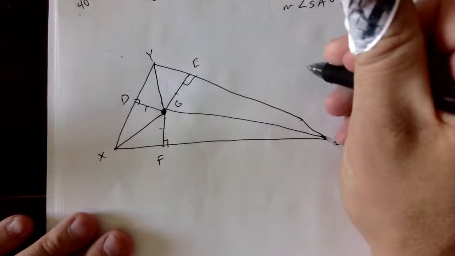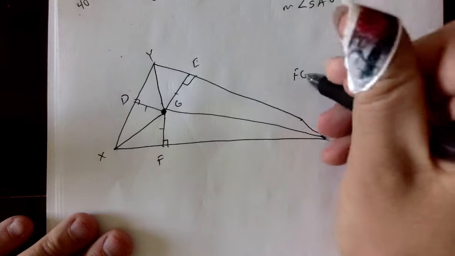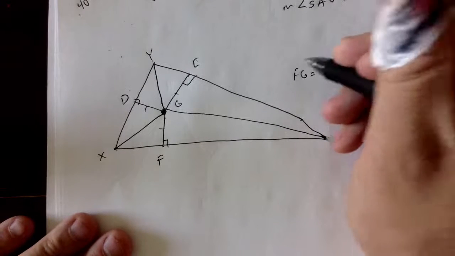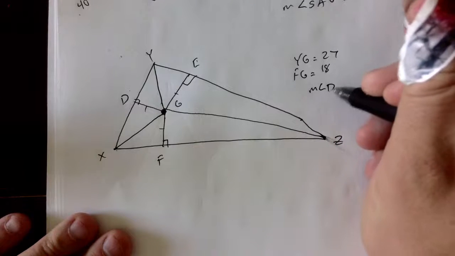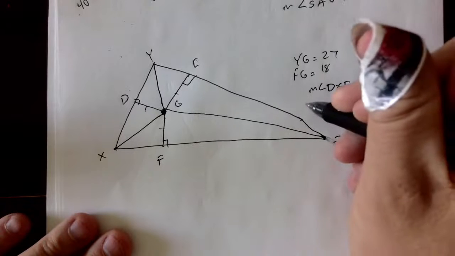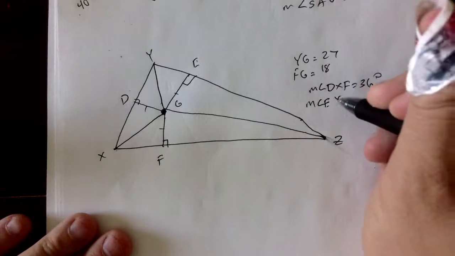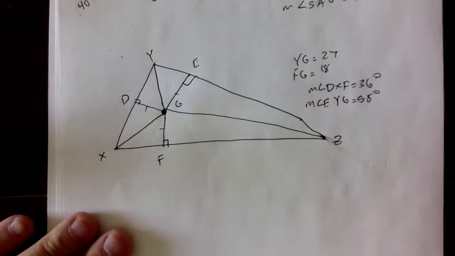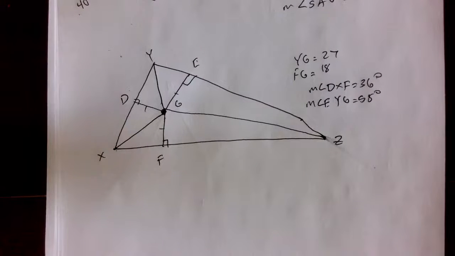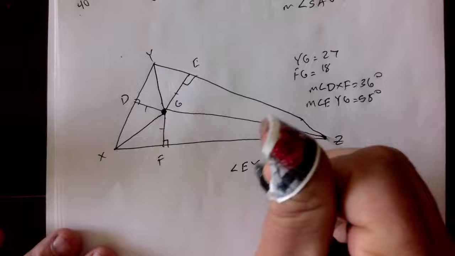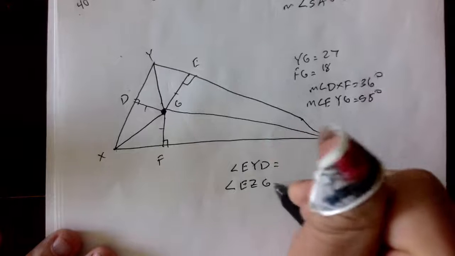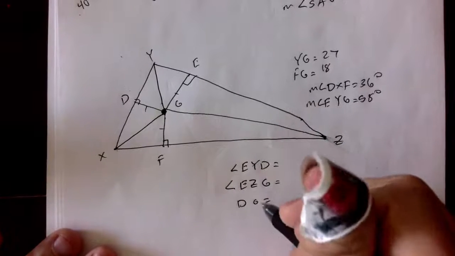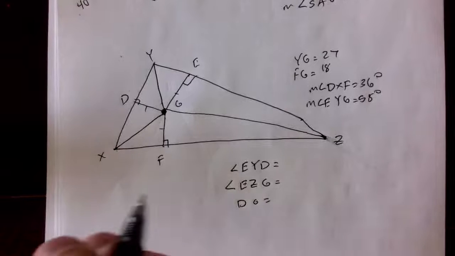Alright, they tell us that FG equals 18, YG equals 27, the measure of angle DXF equals 36, and the measure of angle EYG equals 58. So they tell us that information. The information they want us to find is as follows: angle EYD, angle EZG, and DG. So they want us to find that information right there.